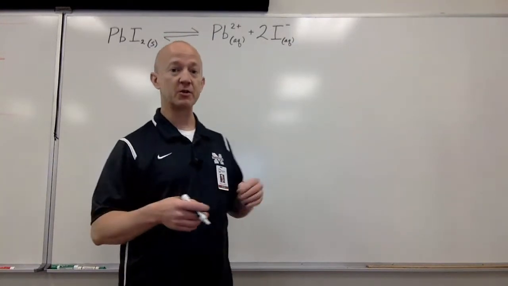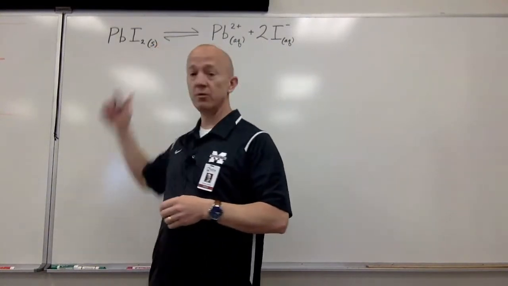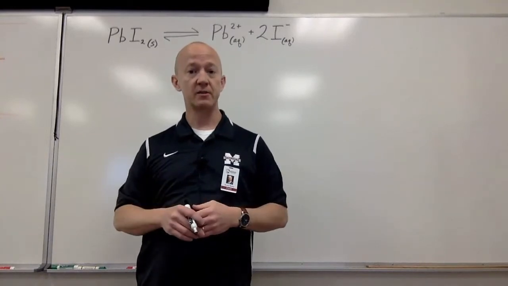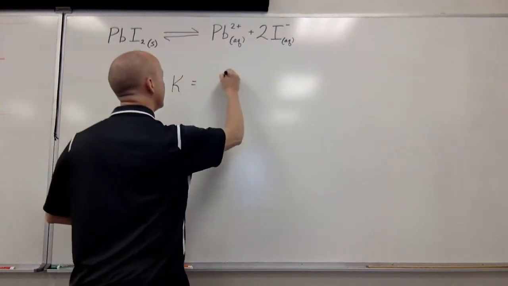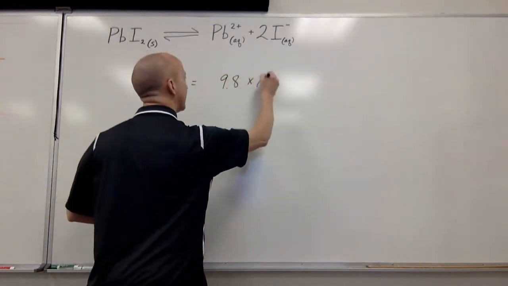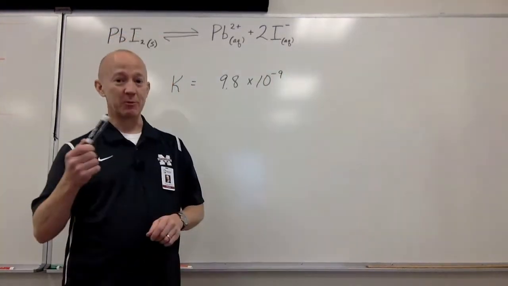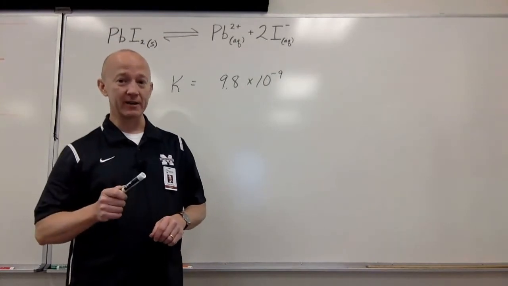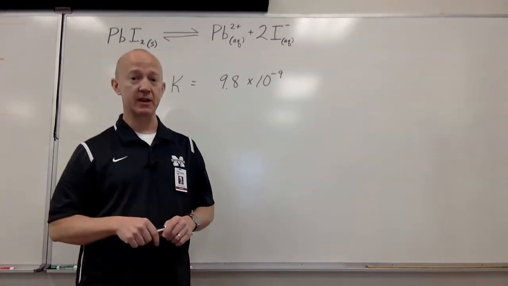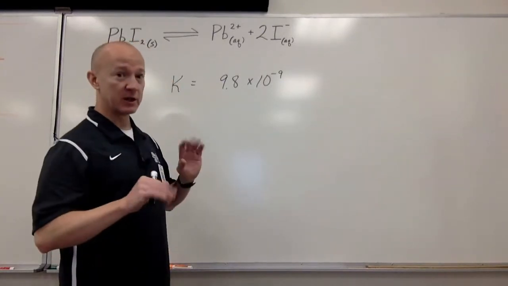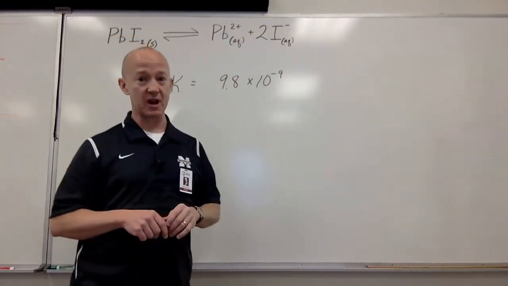Why? Because there are so few products, so few ions compared to the reactant, the undissolved solid. The K value for this reaction is 9.8 times 10 to the negative 9th. Wow. So remember, when K is less than 1, that means that this reaction is reactant favored. And boy is it ever in this case, isn't it? Because we have, at equilibrium, very few ions in that solution compared to undissolved solid.